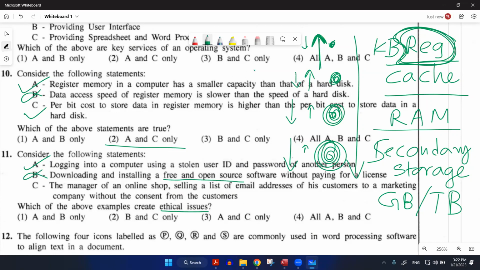The manager of an online shop selling a list of email addresses of his customers to a marketing company without the consent of the customers. Definitely, that's going to be an ethical issue. We can take it as a legal one too, right? It's the loyalty that the customer and the shop should maintain, right? So again, the answer goes with the third option, A and C only. Right. Then comes the 13th.